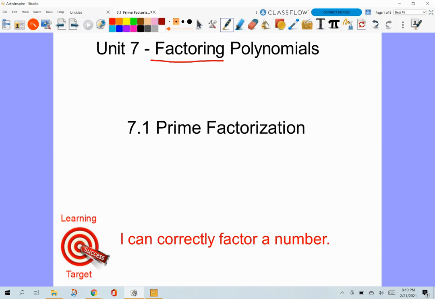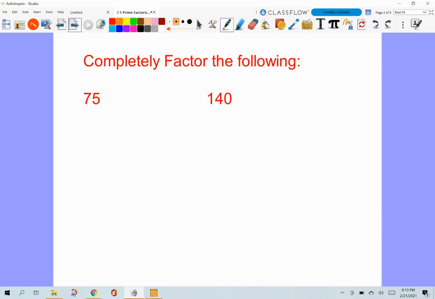So today, seriously, we're just looking at numbers. You're not even going to see a single variable in what we do today or tomorrow for that matter. So I want you to focus on what it means to factor. So factoring is basically breaking something down into its component multiplicative factors. So like what can you multiply together to get 75?